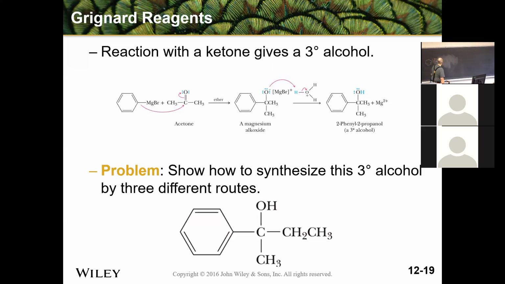And then the third way would be to locate the CO bond, break the next carbon-carbon bond, so we break it at the ethyl. So we would start with acetophenone or methyl phenylketone and ethyl magnesium bromide.